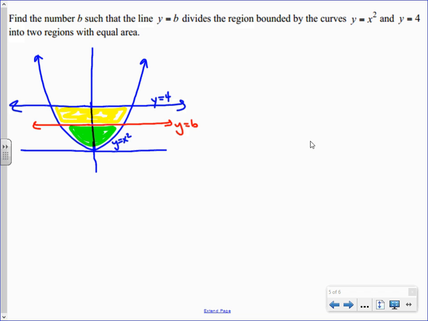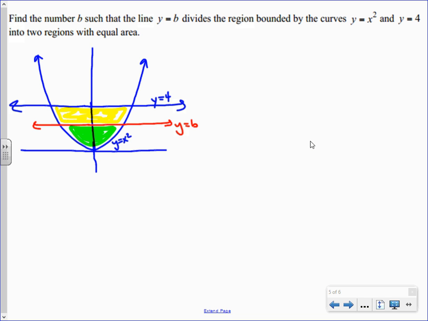All right. Jackson? I was thinking you could use right and left equations to set the two areas equal to each other, like the green area and the yellow area. So you'd have to write the parabola as x equals the square root of y and x equals the negative square root of y. And then you could set the integral from 0 to b of right minus left equal to the integral from b to 4 of right minus left.